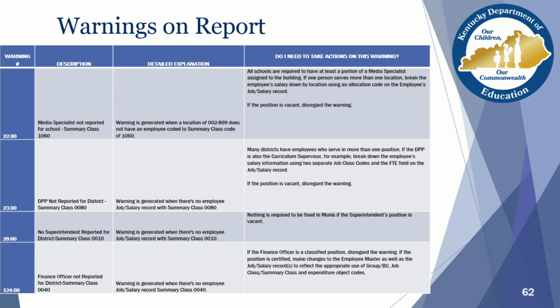29, no superintendent reported for district summary class 0010. KDE is watching to make sure that a superintendent is reported. If it's not reported in your PSD report, they will be contacting you to find out why there is no superintendent reported. 124, again, finance officer not reported for the district summary class code 0040. You want to make sure that you have a finance officer listed as well.